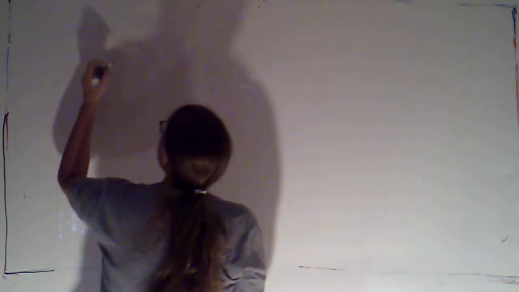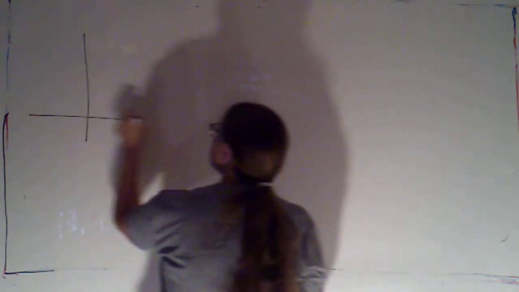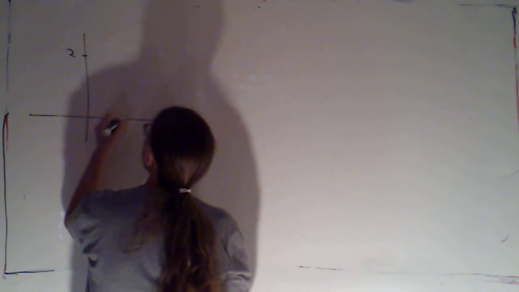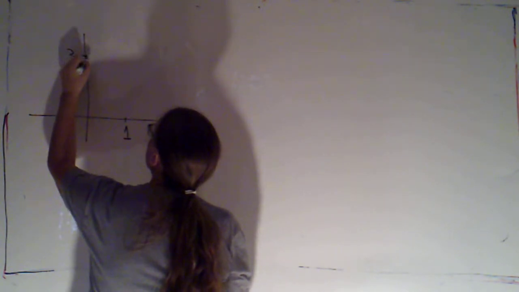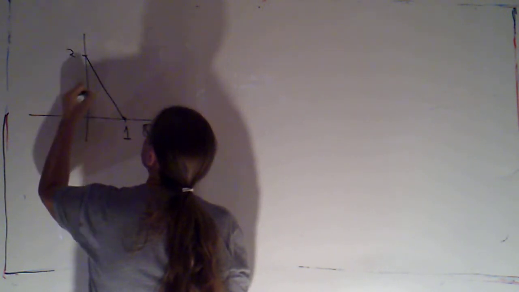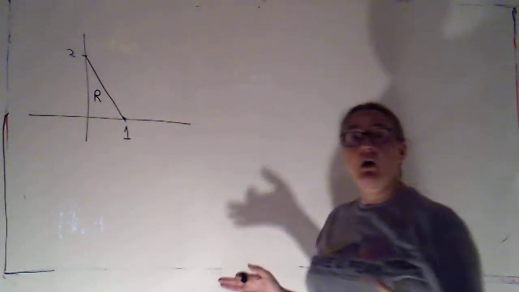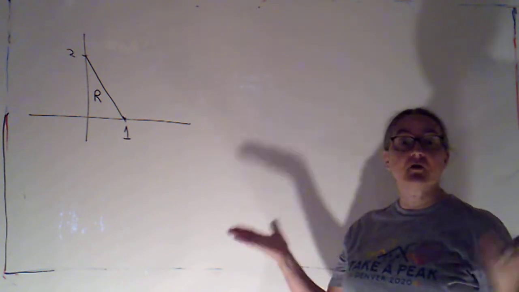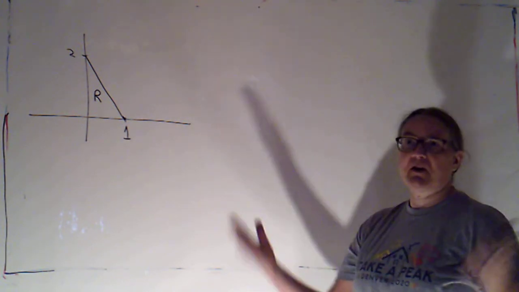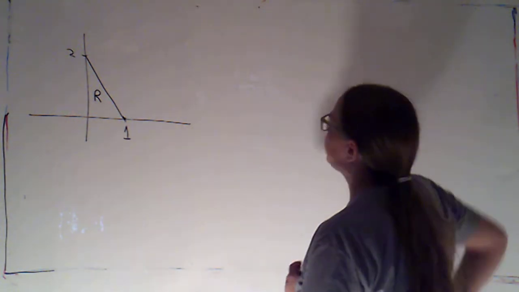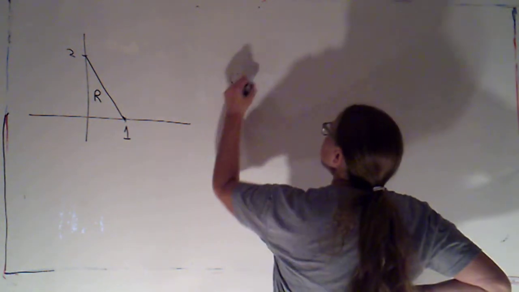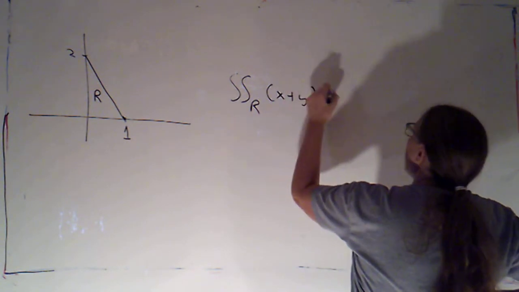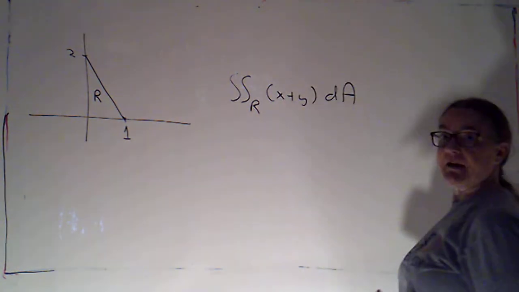Okay, so let's suppose that my region R is this triangular region here. And again, I can call it R. R did not stand for rectangle. R stood for region. I could also call it D if I wanted to. My choice what I want to name it. Okay, and I would like to find the double integral over R. Well, let's just do x plus y dA.